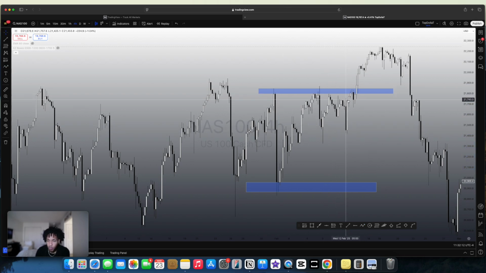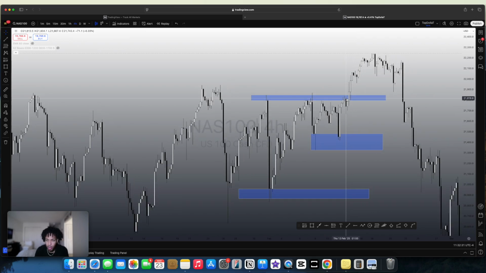So once this got up to here, being that this didn't break through the lows of this wick here, of these two candles that initially pulled it back, this became the low point, the new higher low point, and this became the consistent higher high point.